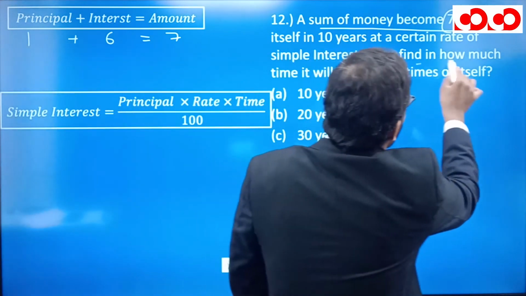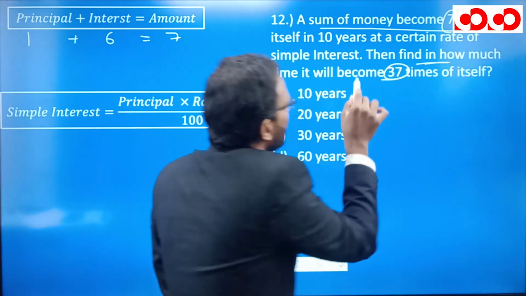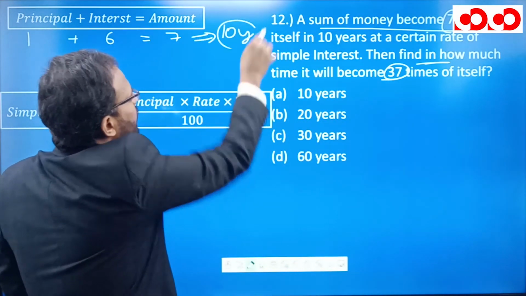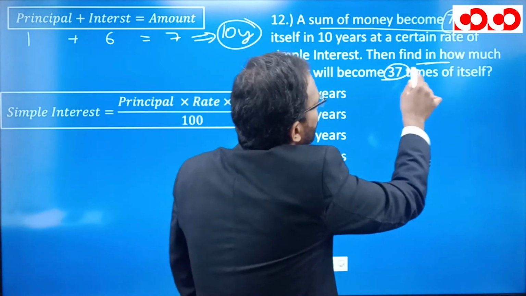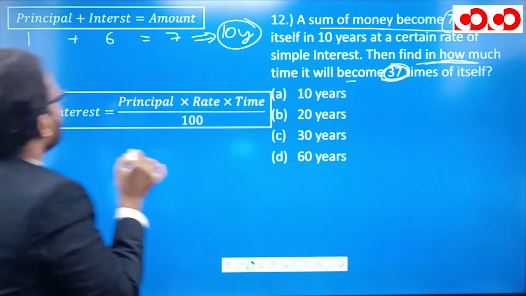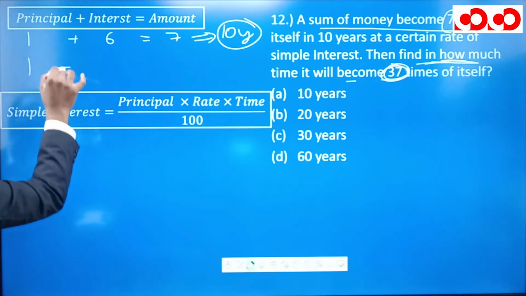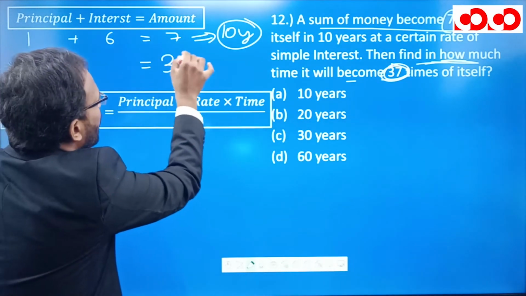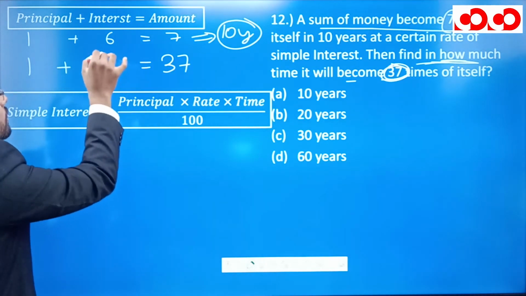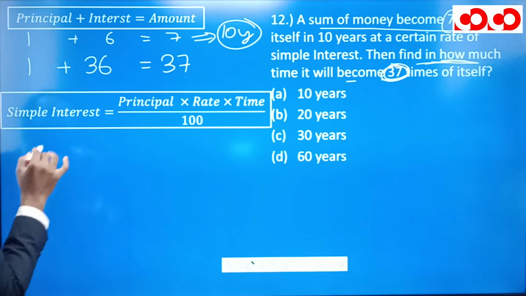Then find in how much time will it become 37 times. And the first case was happening in 10 years, right? In the second case, how many times is it becoming? It is becoming 37 times. Means if my principal is 1, now it has become 37 times. So how much interest did you give? You will say you gave 36 interest. Now let's try to solve it.